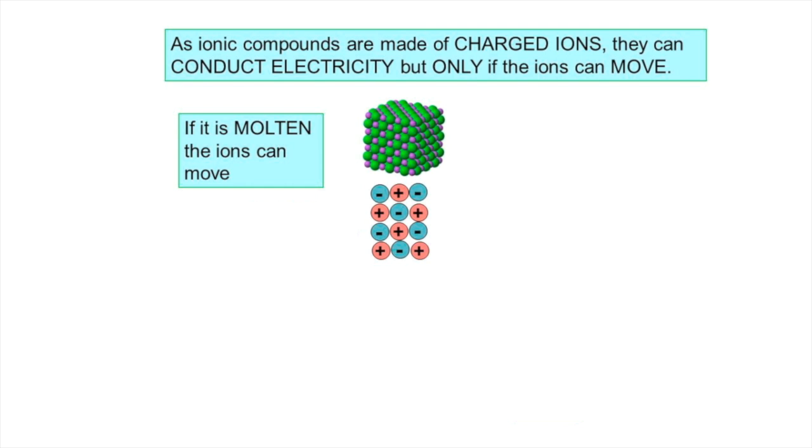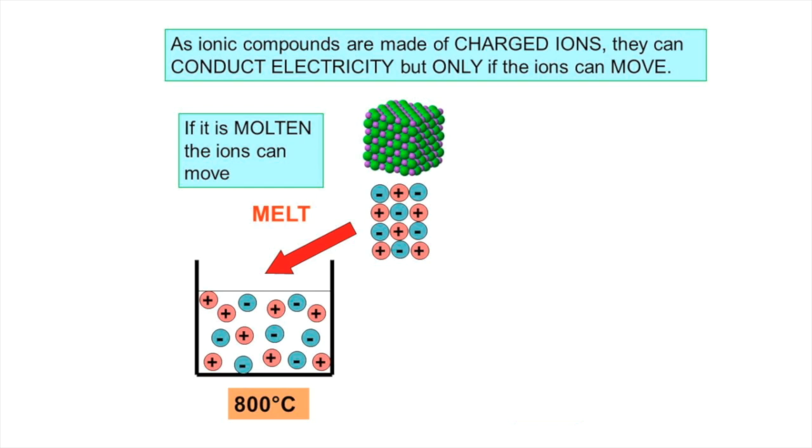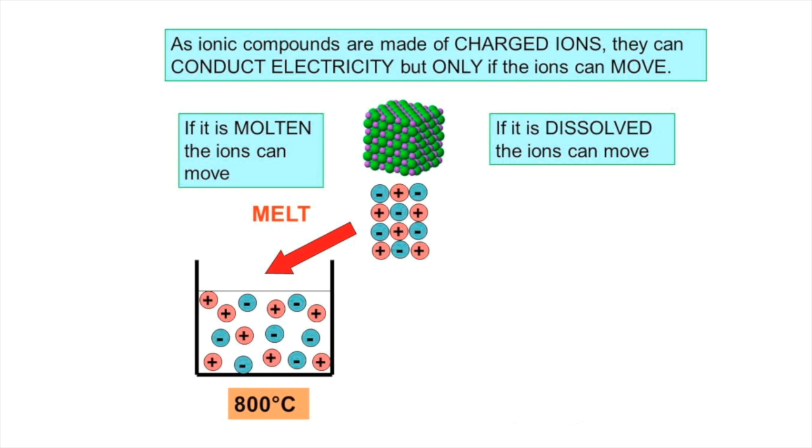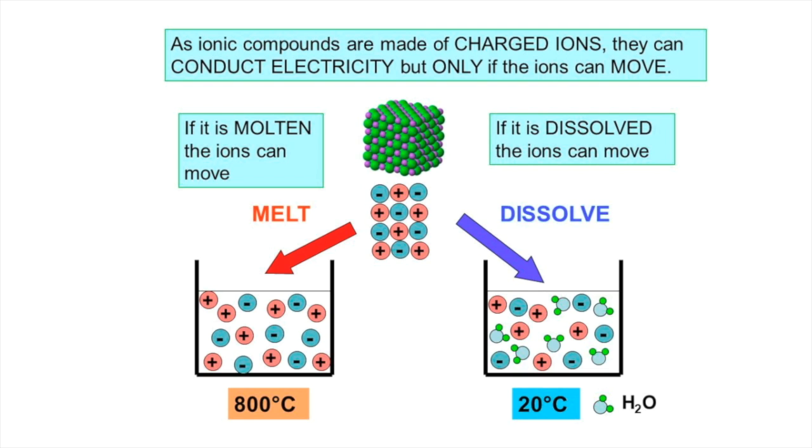The first is if you melt the compound, the ions become molten. This allows for the ions to move farther apart and electricity can flow. The second way is to dissolve the compound in solution. Once the compound is dissolved, the ions spread apart and electricity can flow.